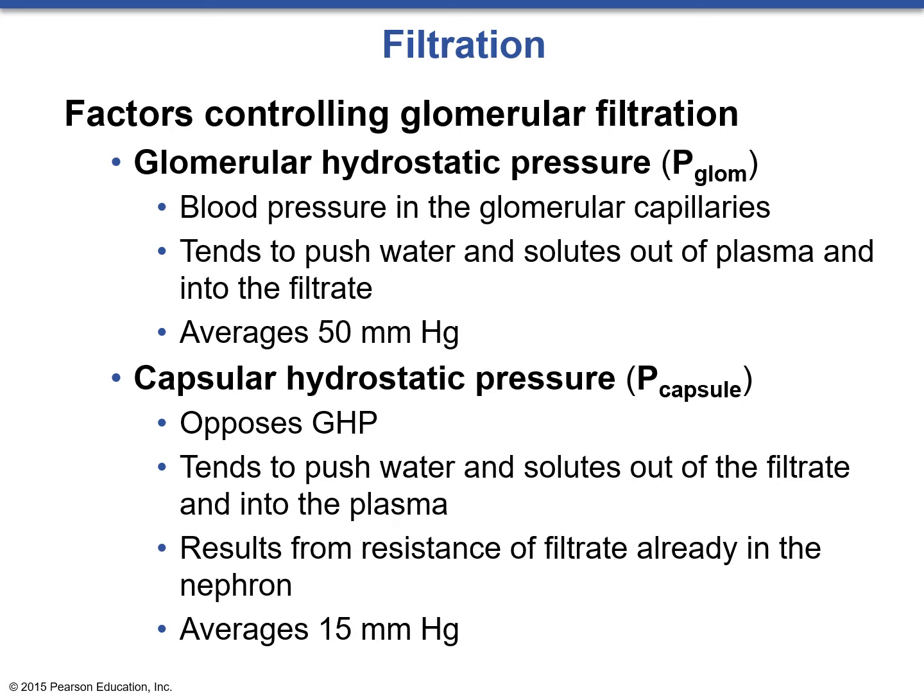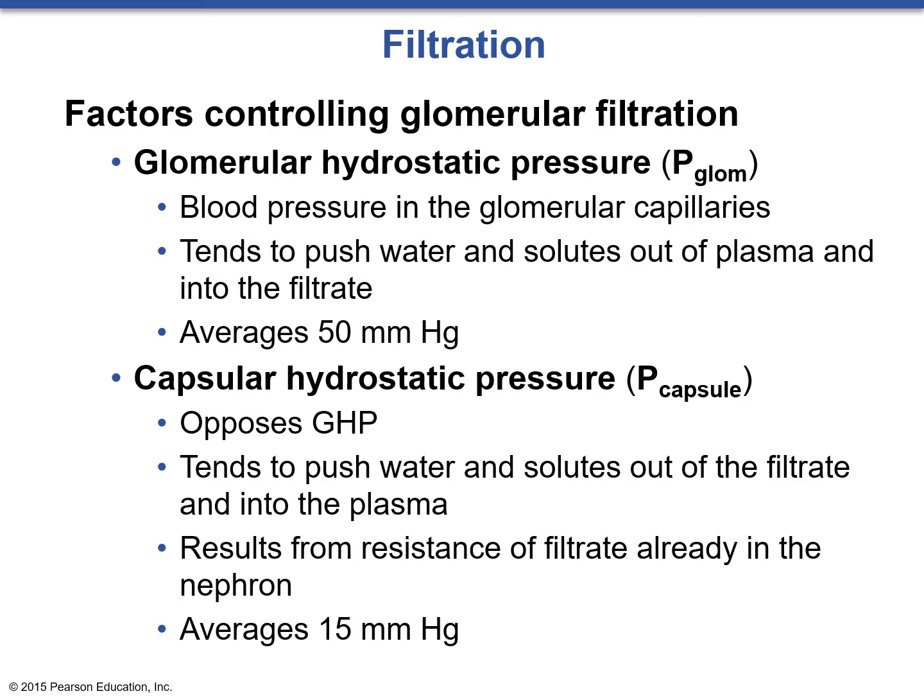Now, these factors, there are 4, are all going to be different forms of pressure in different directions. The first, and the one that contributes the most to this pressure, is going to be the glomerular hydrostatic pressure. If we remember, hydrostatic pressure is the pressure of a fluid pushing against the walls of its container. Here, this is looking at blood pressure in the glomerular capillaries that favors pushing water and solutes out of the plasma and into the filtrate. So when discussing this, I'm talking about moving from the capillaries and into the capsule. This averages about 50 millimeters of mercury.